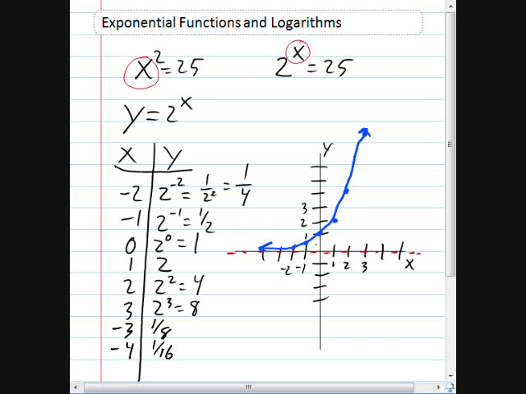Another thing to notice about this graph is that it is growing, and it's growing faster and faster. So as x gets larger, y gets larger, but it's growing faster and faster. And that is one of the key features of an exponential equation, where it's growing exponentially.